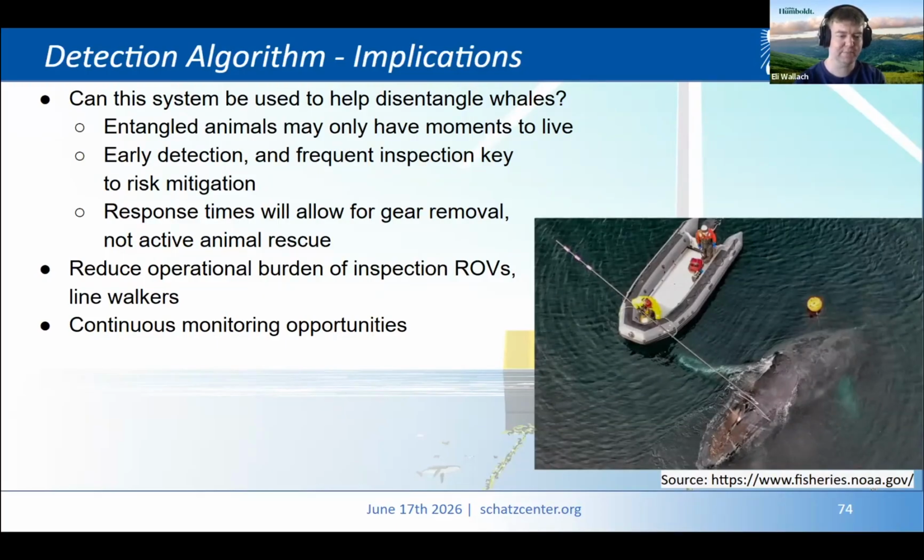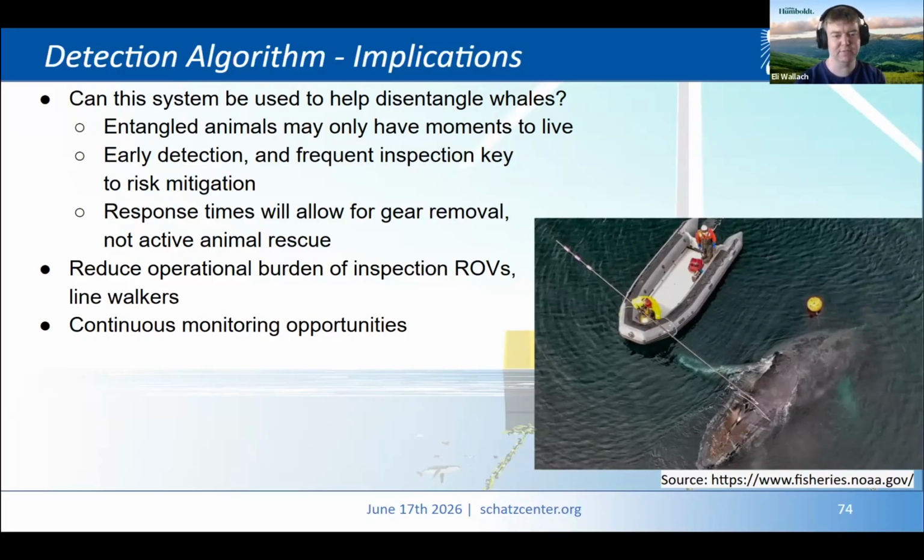So detections from this type of system would allow for removal of gear to reduce risk of entanglements from animals, but not animal rescue in the case of an active animal entanglement. Well, the sensor-based approach has shown promise for detecting entanglements, particularly those with active animal and larger gear that would pose the greatest risk to marine life. There is a limit to what can be detected with this approach.